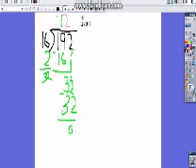I don't know if I spelled it right, but I know I don't. I'm not that good of a speller. So your quotient would be 12. So that would be your answer.